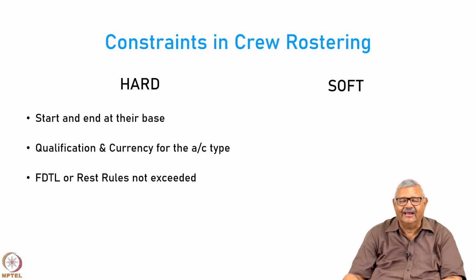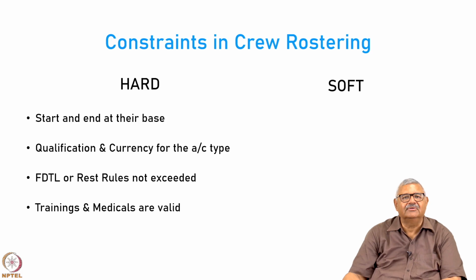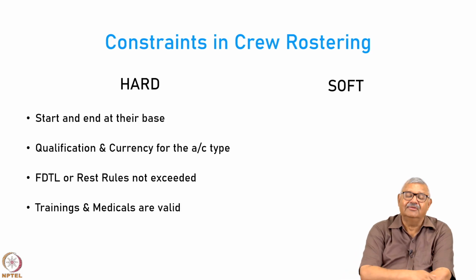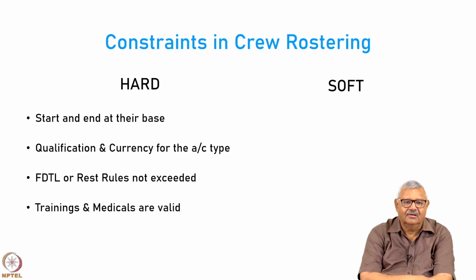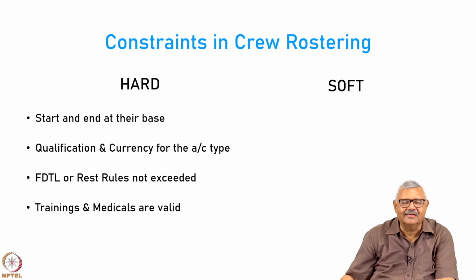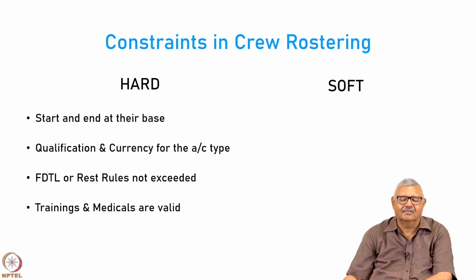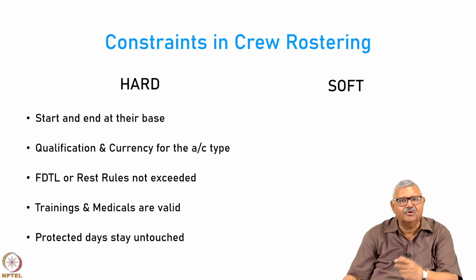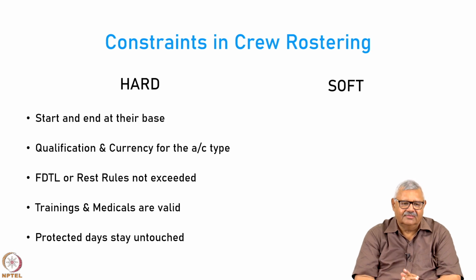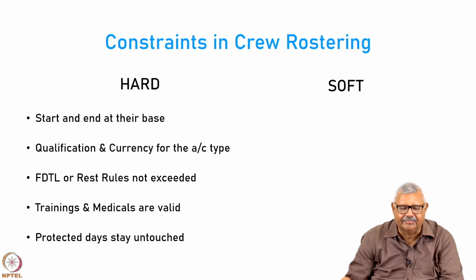Then you have to look at the flight duty time limitations or rest rules, about which I have spoken in the previous lecture. Then every crew member needs to have trainings and medicals. Medicals are very important. Crew members undergo an annual medical checkup, and if there is a deficiency, they cannot be operated, right? Plus, generally during the negotiations, there are certain protected days for each crew member which are not to be touched. It can be assumed that they are not available during that period.